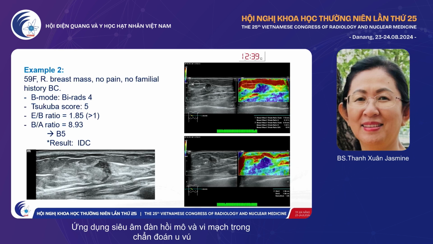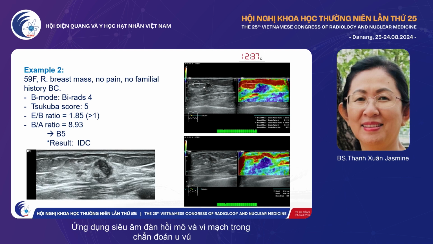Example 2, a 59-year-old female with a right breast mass, no pain, and no family history of breast cancer. On B mode, we assigned BI-RADS 4, and on elastography the Tsukuba score is 5, the EB ratio is 1.8, and the BA ratio is 8.9. The result is ductal carcinoma.